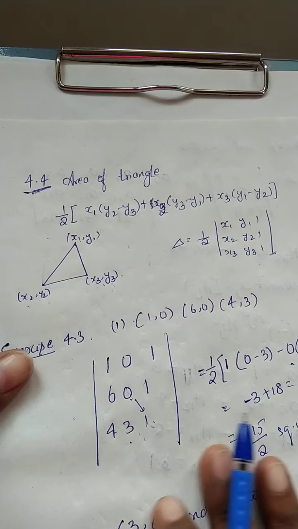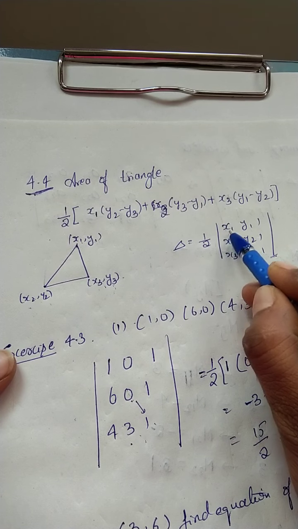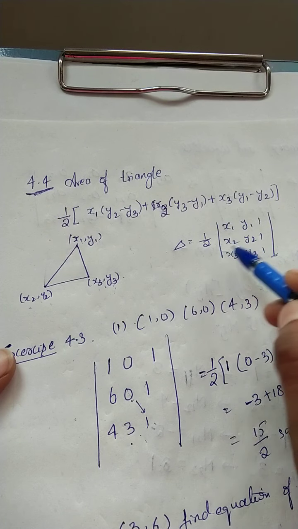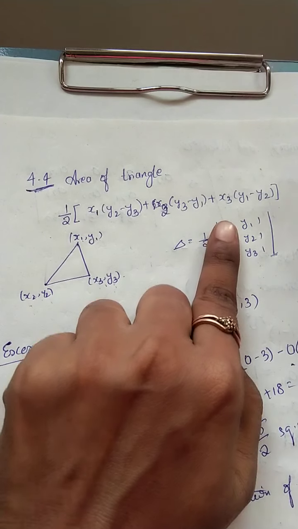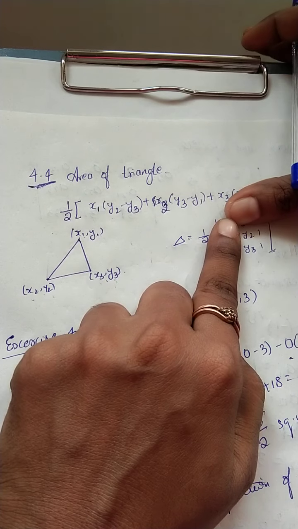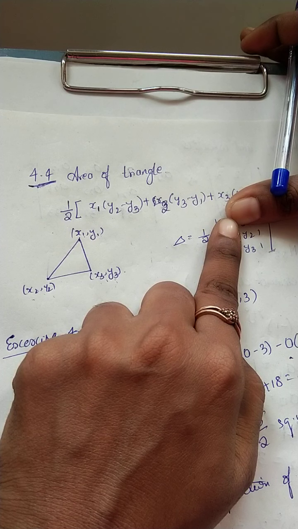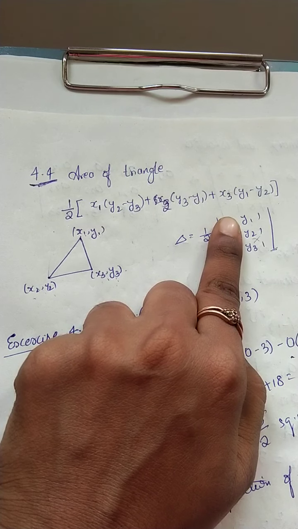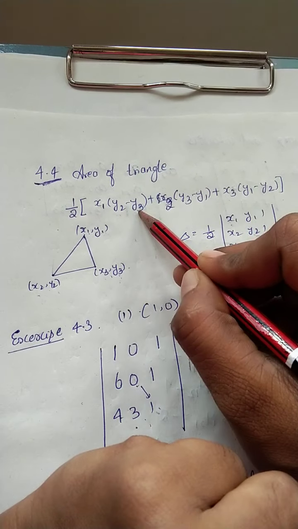If we take it row wise, x1, or here they have taken it column wise, so we have to solve this determinant column wise. So x1 we take, and we eliminate that row and that column. Left out is y2, y3, 1, 1. We have to cross multiply that value, y2 into 1 and y3 into 1. Then you will get y2 minus y3.